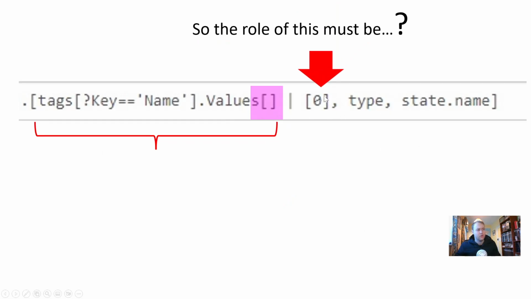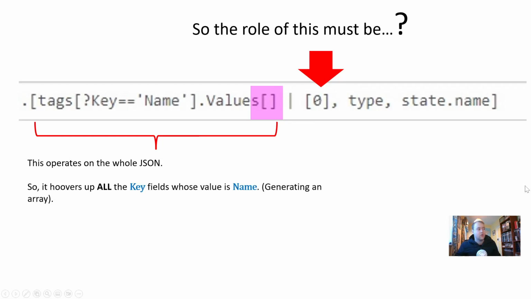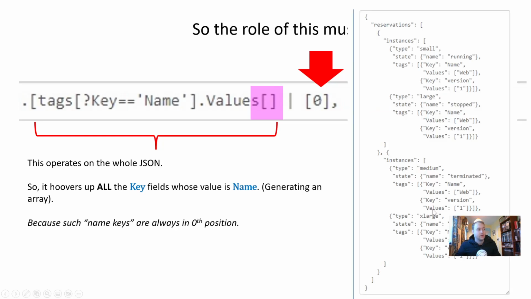Okay, so what's the role of this then, after the pipe expression? Well, this operates on the whole JSON. So, let me explain. It hoovers up all the key fields whose value is name, generating an array. Because such name keys are always in the 0th position. Okay, so if we look at the value of tags here, we've got an opening square bracket, and then we have the first object, which consists of a key and our values.